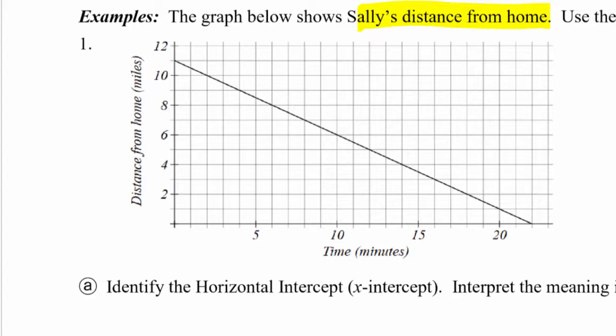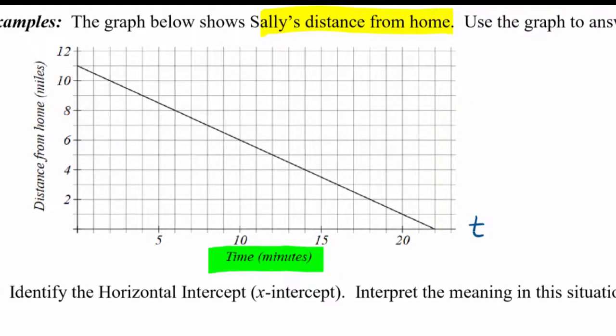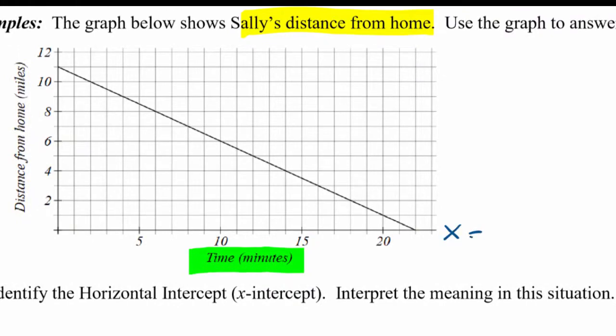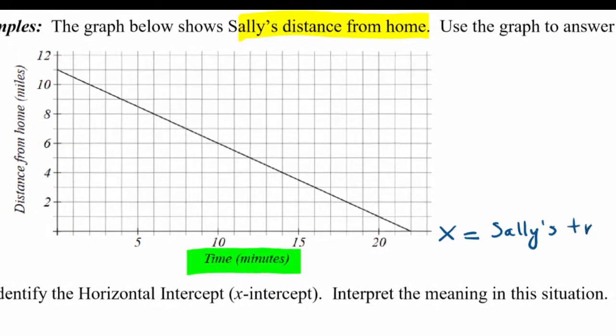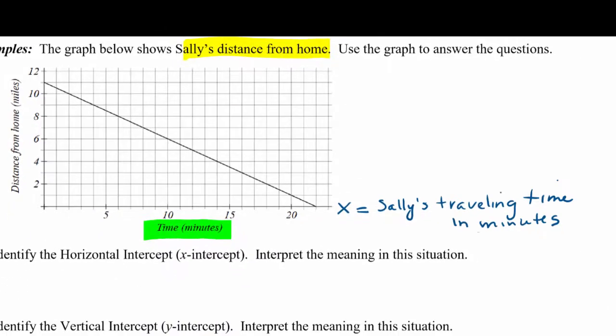On what we normally call the x-axis, what information are we keeping track of? Well, look at the label of the axis. This label says time in minutes. So our input variable x represents Sally's traveling time in minutes. And notice the scale of our axes, we definitely have each being 1 minute for each tick mark. And you can probably tell me a lot about the range of how long Sally was traveling, right? So we'll talk about that in a minute.